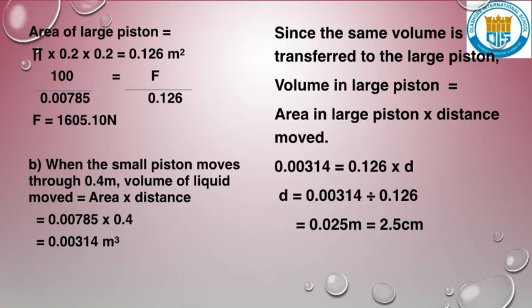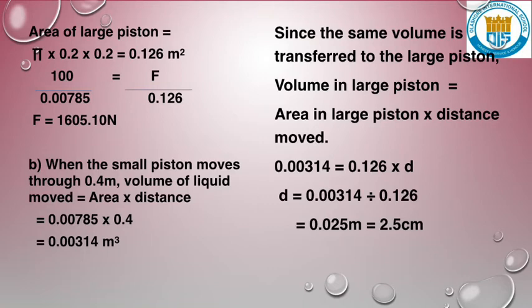Now when the small piston moves through 0.4 meter, you find the volume. The small piston moves through 0.4 meter, that is the height moved. You find its volume. Volume is area times distance. We already know its area. Then just multiply that area by distance. Recall that volume is essentially area times height. Height in this case is the distance that was moved downwards by the small piston. So we'll find our volume for the small piston.